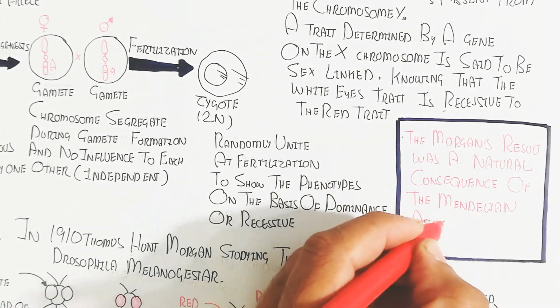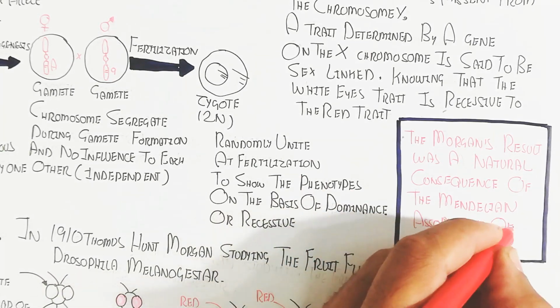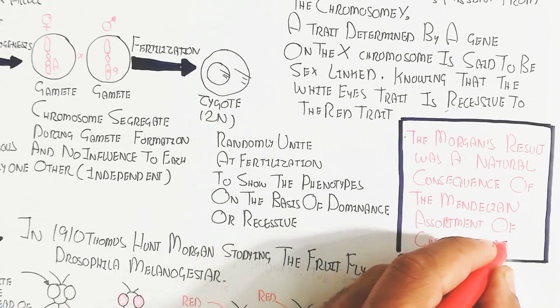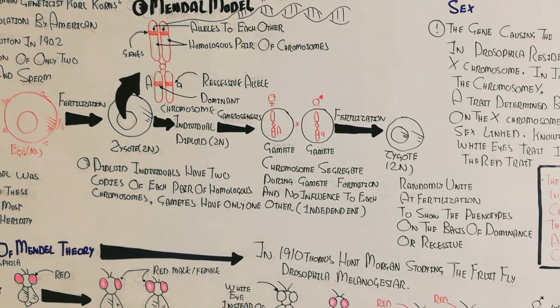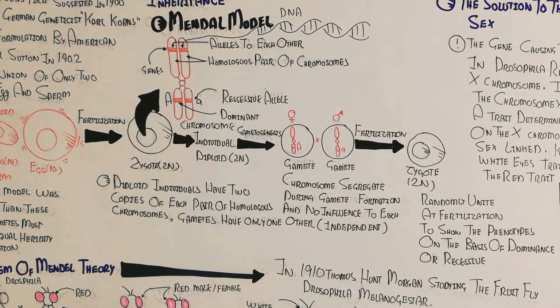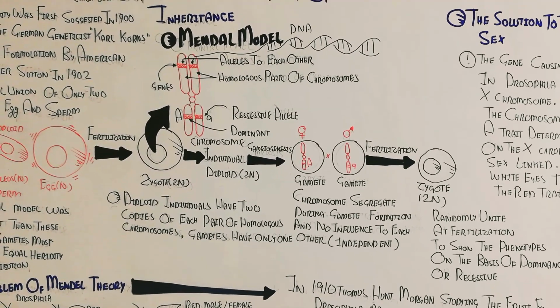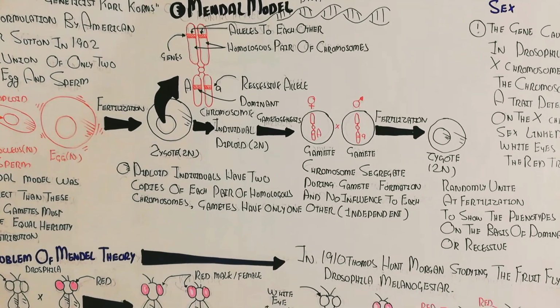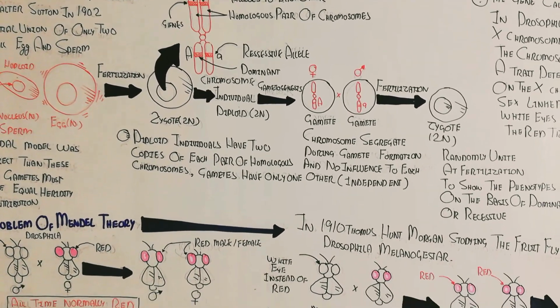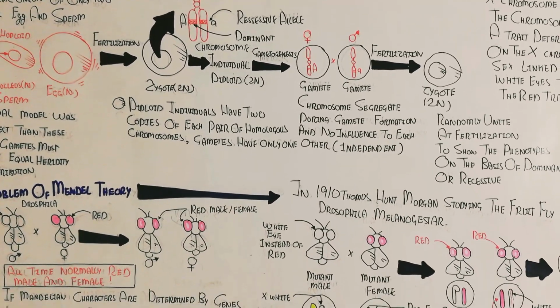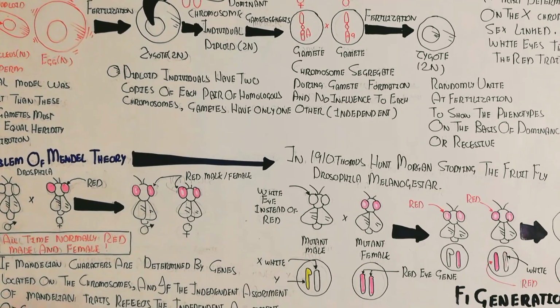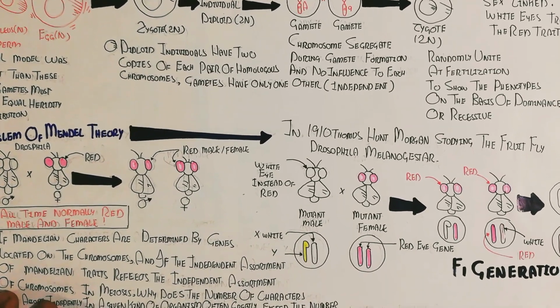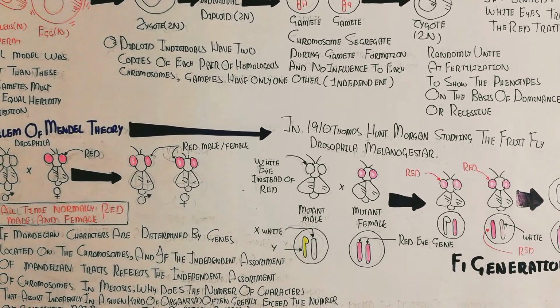So Morgan's result was a natural consequence of the Mendelian assignment of chromosomes. In this way, Morgan discovered that no extra chromosome is present to show the red color, but the dominance and recessiveness are on the basis of sex linkage.